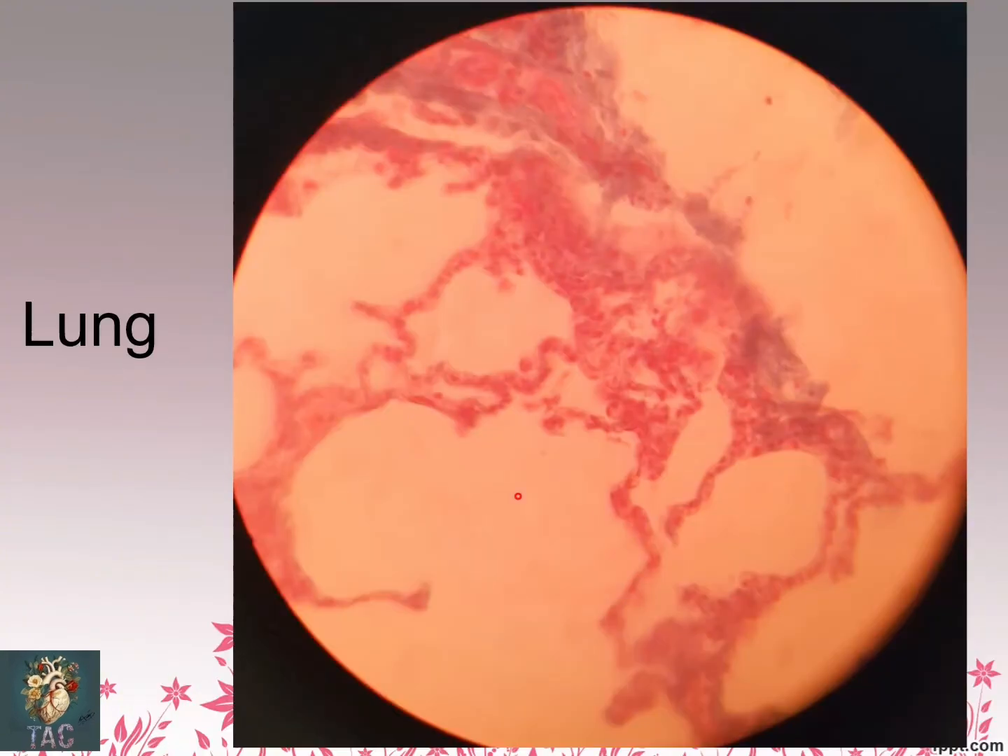This is again another view of the same slide at higher magnification to show you the interalveolar septum. This is the thin area of the interalveolar septum, and this is the thick portion of the interalveolar septum. Here you can also see the thick portion of the interalveolar septum, and you can see in the thick portion the connective tissue is present in addition to other components of the interalveolar septum.